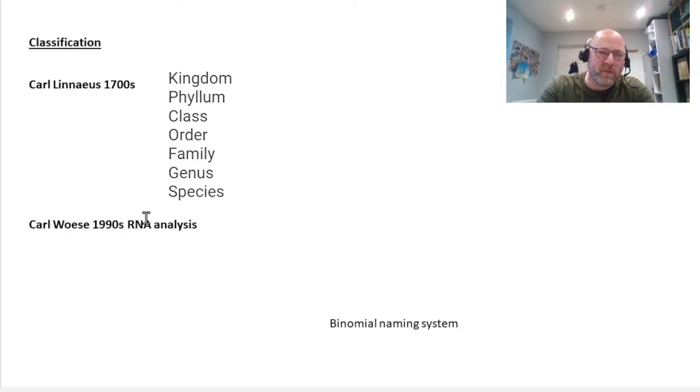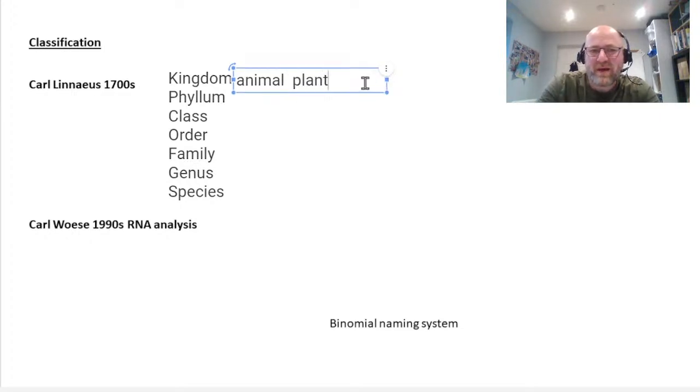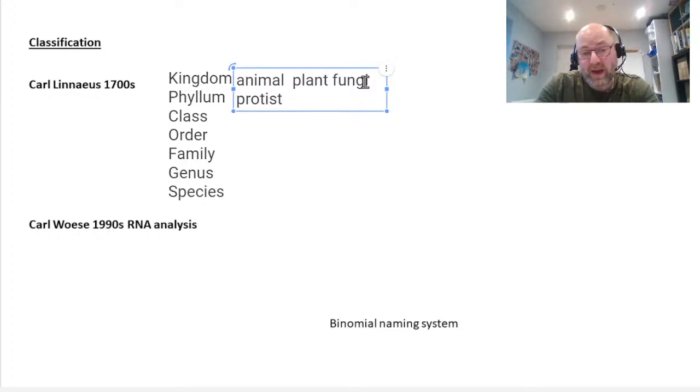So you should be all familiar with this. The 5 kingdoms. They like to call them funky animalia, but just animal, and plantae, but you can just say plant. There's 5 kingdoms: animal, plant, fungi, protist, and bacteria.